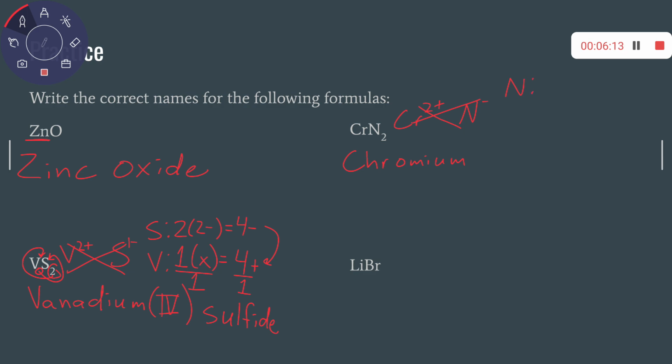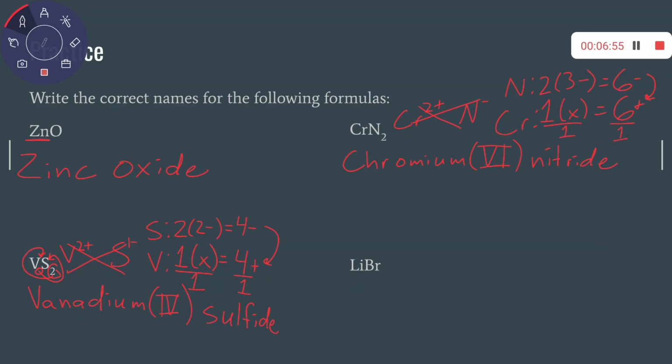I start with my anion. I have 2 nitrogens, and according to my periodic table, each one has a charge of 3 minus. So my total negative charge is 6 minus. Now I can tackle my chromium. I know my total positive charge has to be 6 plus to get me to that neutral. I have 1 chromium in my compound, and its charge is unknown. So then I solve for X, divide both sides by 1, and my chromium has a charge of 6, which is VI in Roman numerals. Then my N gets that IDE ending to become nitride. So this is chromium(VI) nitride.